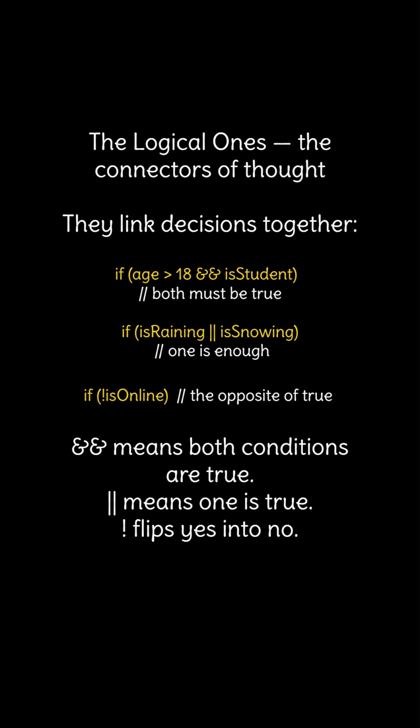Then the logical ones, the connectors of thought. They link decisions together. If age > 18 && isStudent, both must be true. If isRaining || isSnowing, one is enough. If !isInLine, the opposite of true. And means both conditions are true, or means one is true, not flips yes into no.